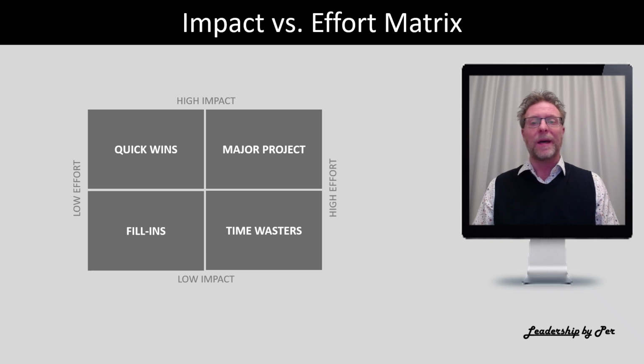And finally, we have the time wasters. They are low impact and high effort activities. They tend to consume a lot of energy while delivering limited value. So they're often the best candidates to avoid, postpone, or rethink.